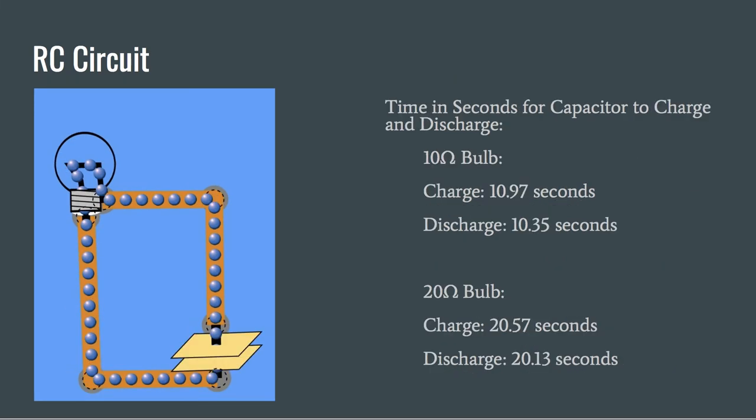For the time in seconds for the capacitor to charge and discharge, for the 10 ohm bulb, it was approximately 10 seconds to charge, 10 seconds to discharge. For the 20 ohm bulb, the charge took about 20 seconds and the discharge about 20 seconds as well.